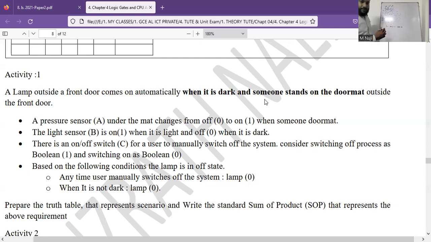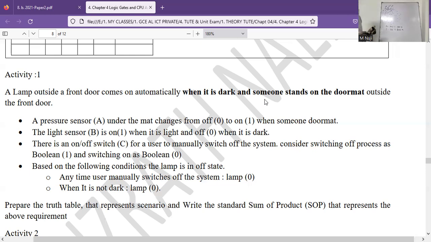So the second one, the B part. What is B telling? The light sensor. What does the light sensor mean? B is on when it is light, and off when it is dark. So here look at this. The light sensor is working right. If the light is there outside, it is on. If it is dark, the light sensor is indicating 0.